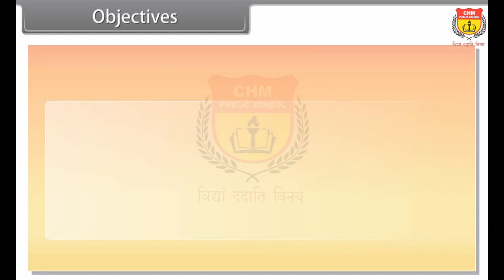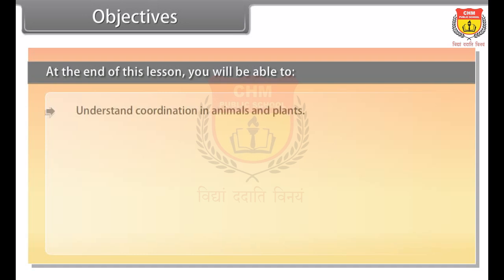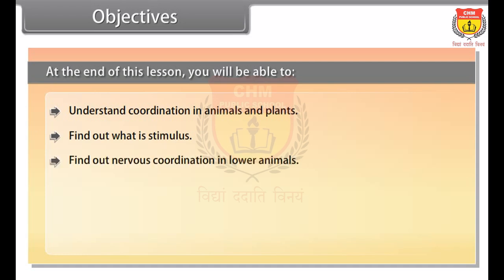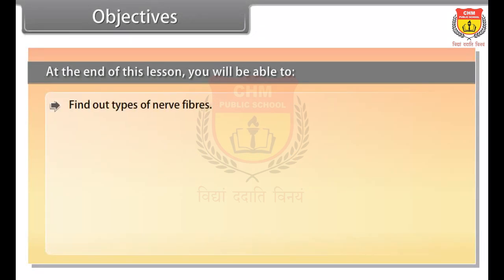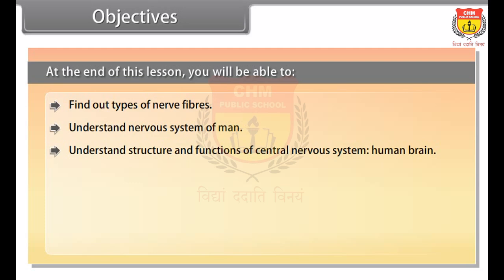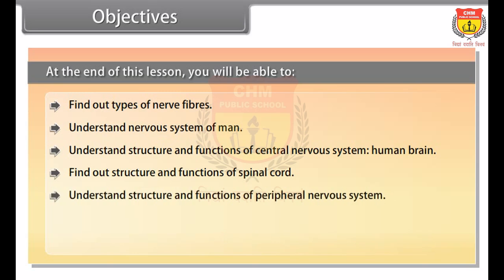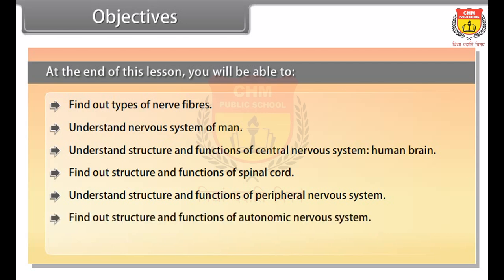Objectives. At the end of this lesson, you'll be able to understand coordination in animals and plants, find out what is stimulus, find out nervous coordination in lower animals, understand nervous coordination in higher animals, find out the unit of the nervous system, neuron, find out types of neurons, find out types of nerve fibers, understand the nervous system of man, understand structure and functions of the central nervous system, human brain, find out structure and functions of the spinal cord, understand structure and functions of the peripheral nervous system, find out structure and functions of the autonomic nervous system, understand reflex actions.